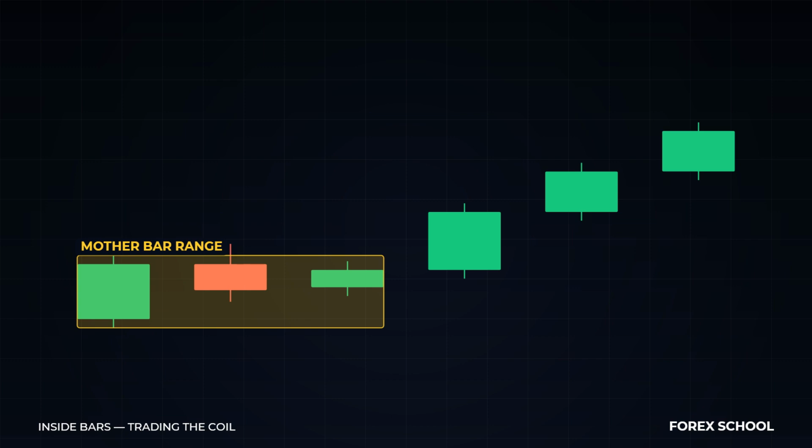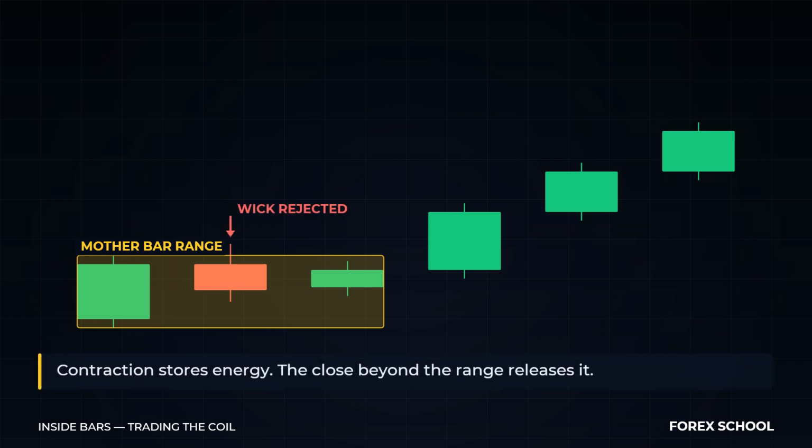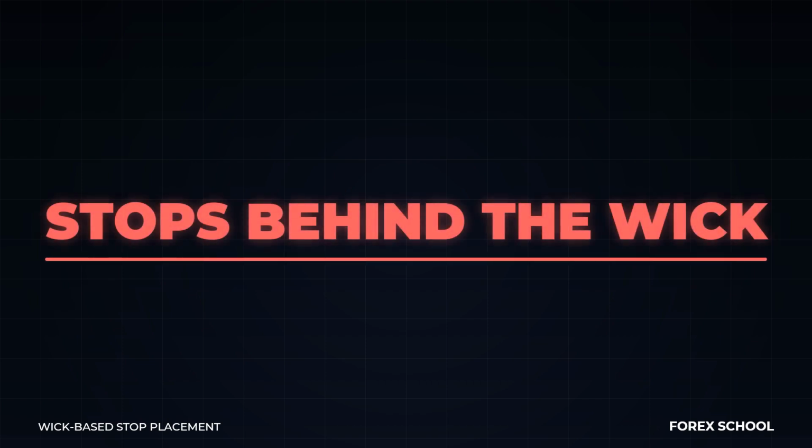Contraction. Then the release. The fourth candle closes at 109.24, decisively beyond the mother bar's high, and two more sessions of continuation follow. Notice that nobody had to predict anything. The structure told us exactly where the energy would show its hand, and the close beyond the range was the evidence. A candle signal without a plan for being wrong is just a guess with better vocabulary.